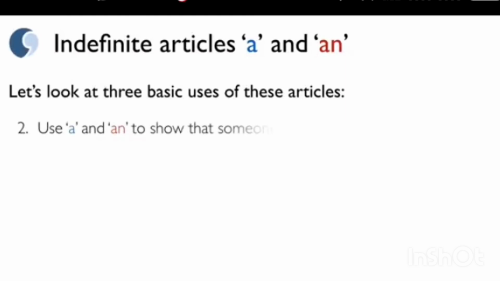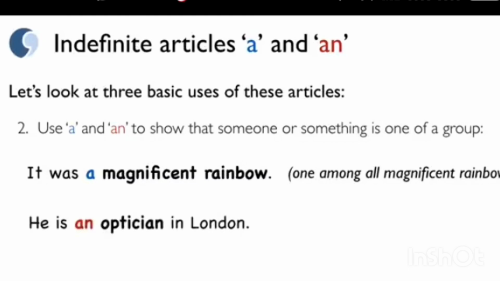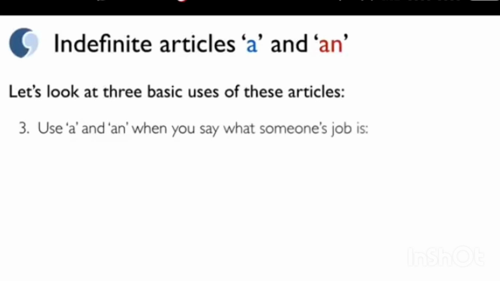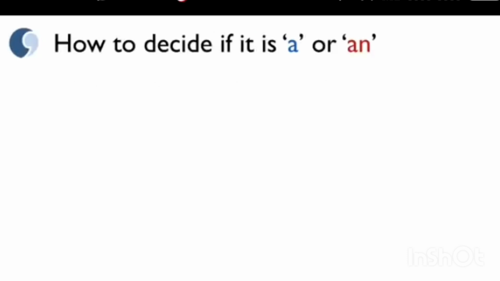Secondly, use a and an to show that someone or something is one of a group. For example, it was a magnificent rainbow. One among all magnificent rainbows. He's an optician in London. One among all opticians in London. Use them when you say what someone's job is. Example, my mum is a nurse. Fred is an engineer.